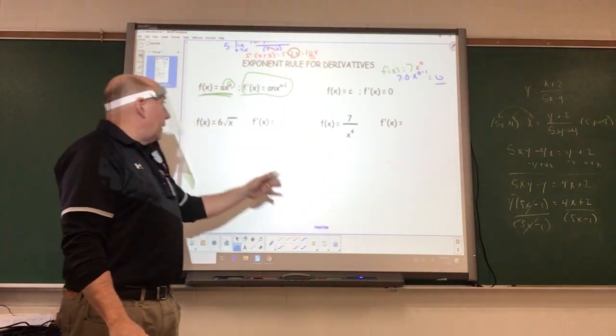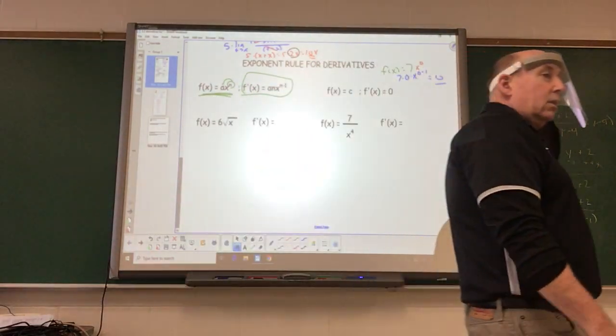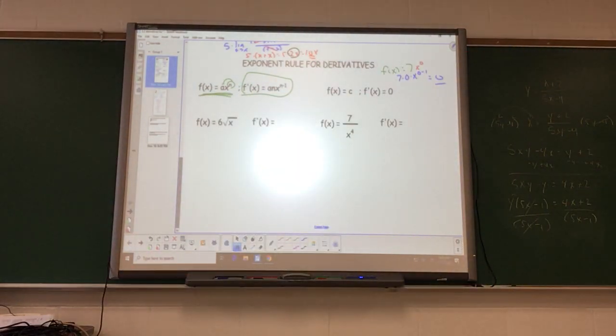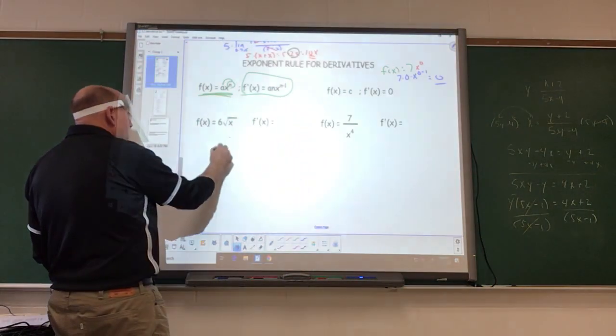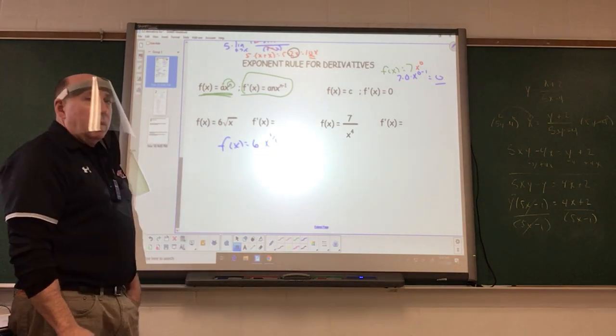Well, the key is to be able to get it into this form, a x to the nth power. If I have 6 times the square root of x, what we need to be able to do is get it in the form of some constant times x to the nth power, not divided by x to the nth power. So I need to rewrite the square root of x. How can I rewrite that into an exponential form? Brandon? 1/2. So my function turns into 6 times x to the 1/2 power.